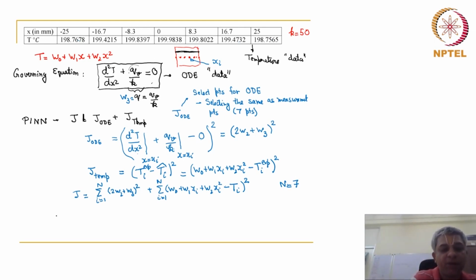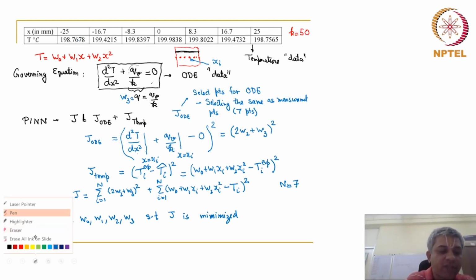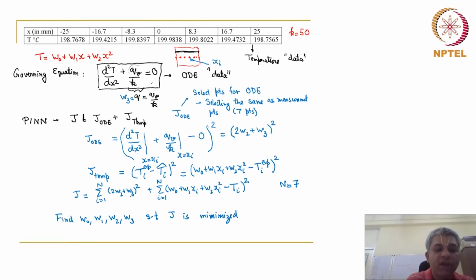So our problem is simple. Find w0, w1, w2, w3 such that J is minimized. What happens if I do that? As part of the solution, I get w3 also, which happens to be the qv that I want to determine. This is part of the solution. w3 is qv by k, so I can find out what qv is. Is this clear?